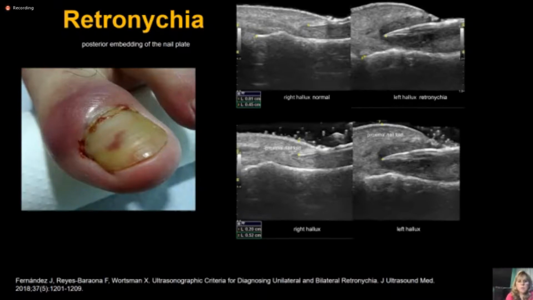One of them is the decreased distance between the origin of the nail plate and the base of the distal phalanx, as you see in the upper image, and also the presence of a hypoechoic halo surrounding the origin of the nail plate and the thickening of the proximal nail fold.